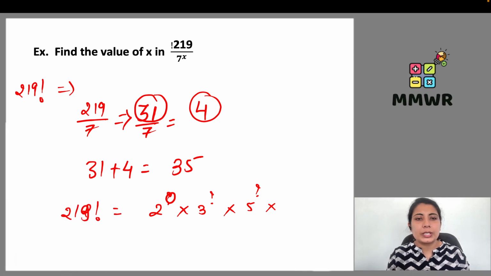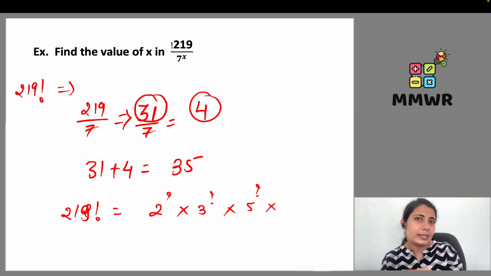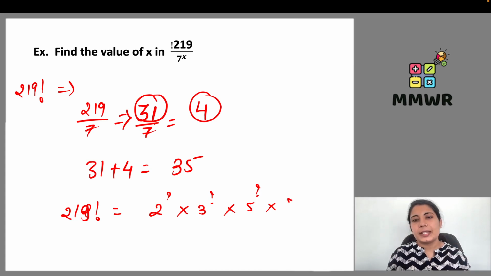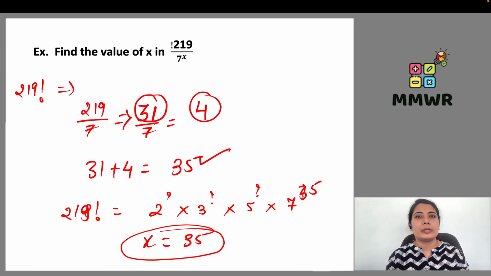Sorry, this is a factorial, so the power of 2 will also be something, right? Because it's not like we factorize 219. It's like 219 multiply 218 multiply 217, it goes on like that. So 219 may not be divisible by 2, but 218 has the divisibility. So at the end, 7 to the power what? According to the calculation, 7 to the power 35 it should be. So the value for x should be 35, whatever we get when we calculate factorial 219 for the power of 7.